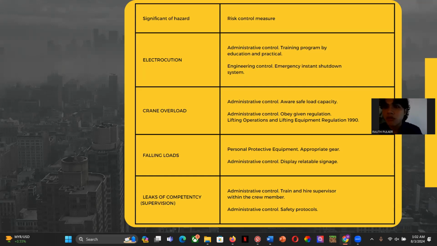And the last but not least is lack of competent supervision. I suggest two types of administrative control. First is to train and hire supervisors from within the crew members. It doesn't have to be an outside supervisor. You can train the crew if they are willing to learn and comprehend the knowledge, so that you can save time and the company's money by using only a crew member as a supervisor. And the second one is safety protocol. Safety protocol is very important because before, during and after work, safety protocols should be sounded all the time so that it reminds them what is wrong and what is right while working.